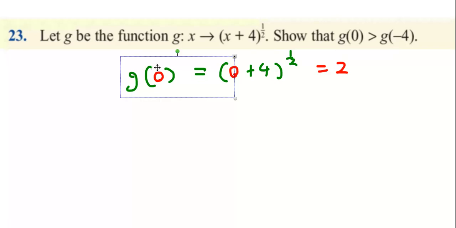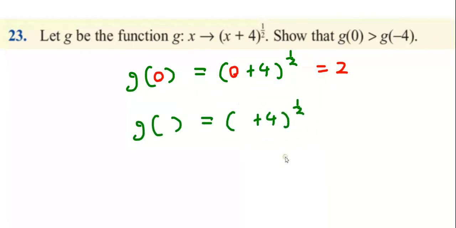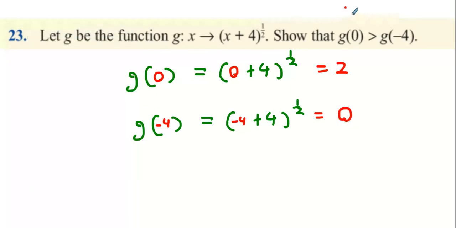Now, what do we do next? Put in minus 4. And what's that? 0 to the power of a half, which is 0. If you aren't sure, here's the non-thinking way of doing this: at 0, is 2 bigger than 0? Yes, it is.